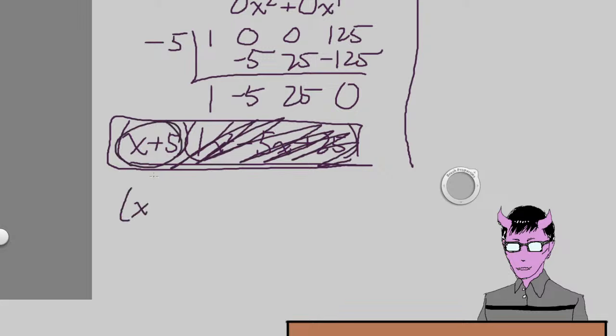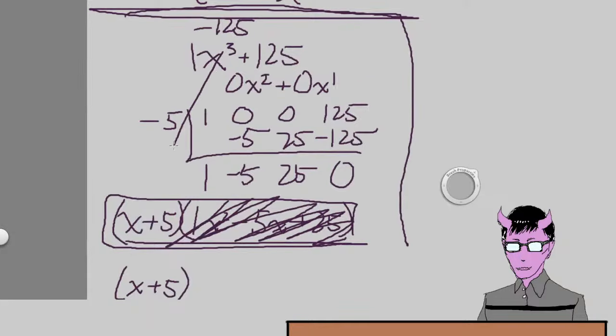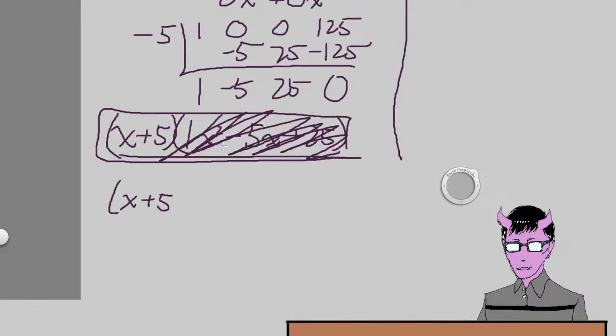So you already know it's x plus 5. Because again, cubic root of x cubed is just x. Cubic root of positive 125 is just positive 5. So this part is very easy to get, but this part is the more annoying. So how do we generate this part using the algorithm?